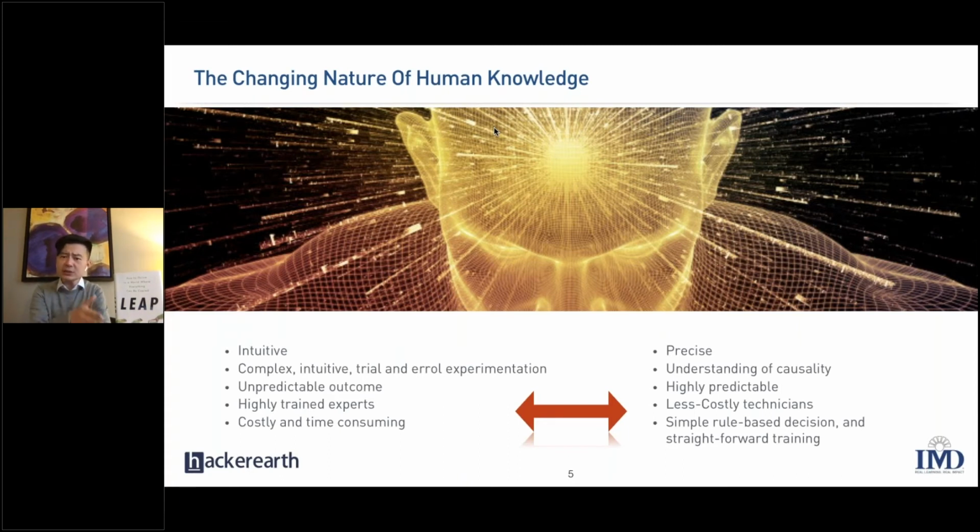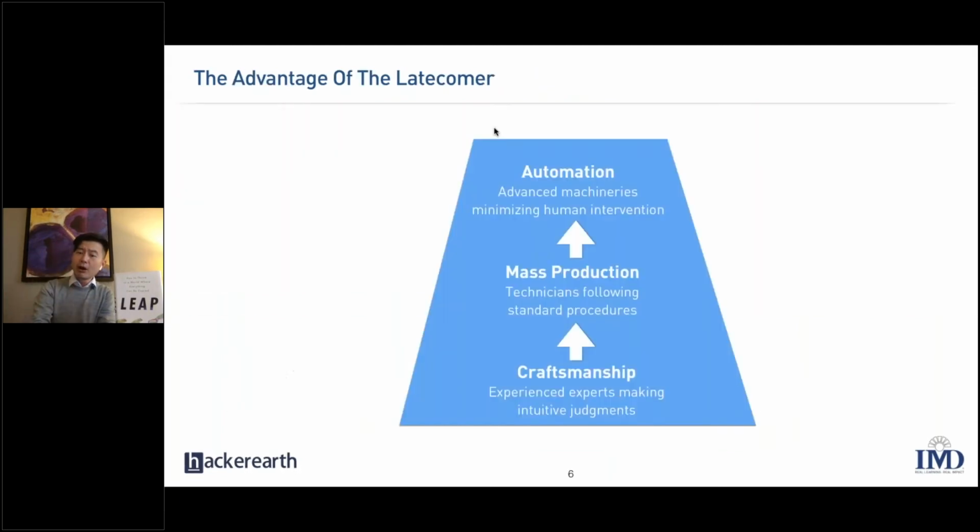So once this knowledge moves from the left-hand side to the right, then the latecomer begins to be able to surpass the pioneering company in terms of manufacturing, because the pioneering company tended to get stuck with their old way of manufacture and production based on a craftsmanship setting, and the latecomer can simply jumpstart with mass production and eventually automation.